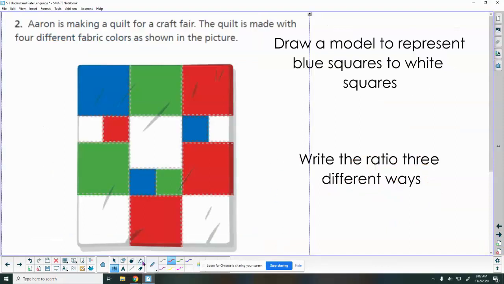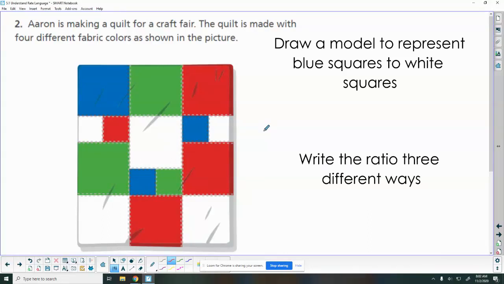So let's look at number 2 here. So Erin is making a quilt for a craft fair. The quilt is made with 4 different fabric colors as shown. So you can see blue, green, red, and white. So first we're going to draw a model to represent the blue squares to the white squares. So I want you just to count all of the blue squares and the white squares and see if you can draw some sort of model to represent that.